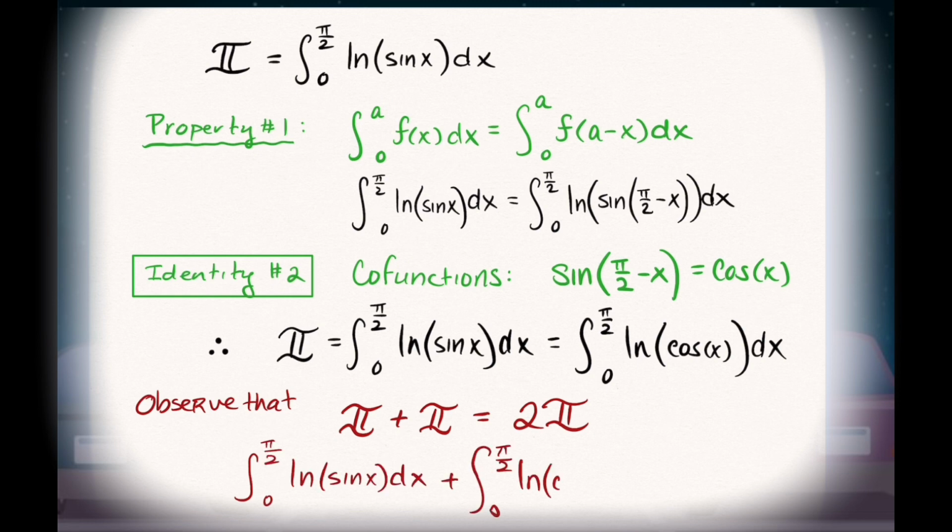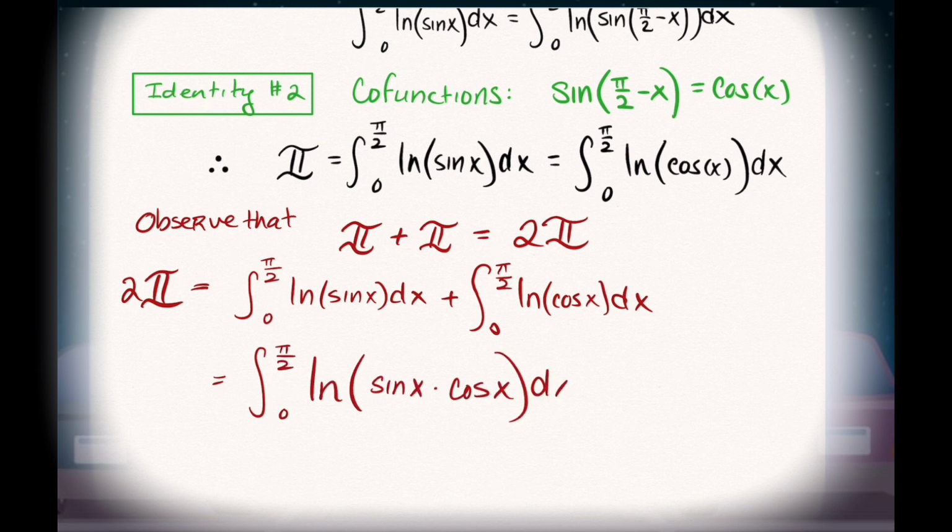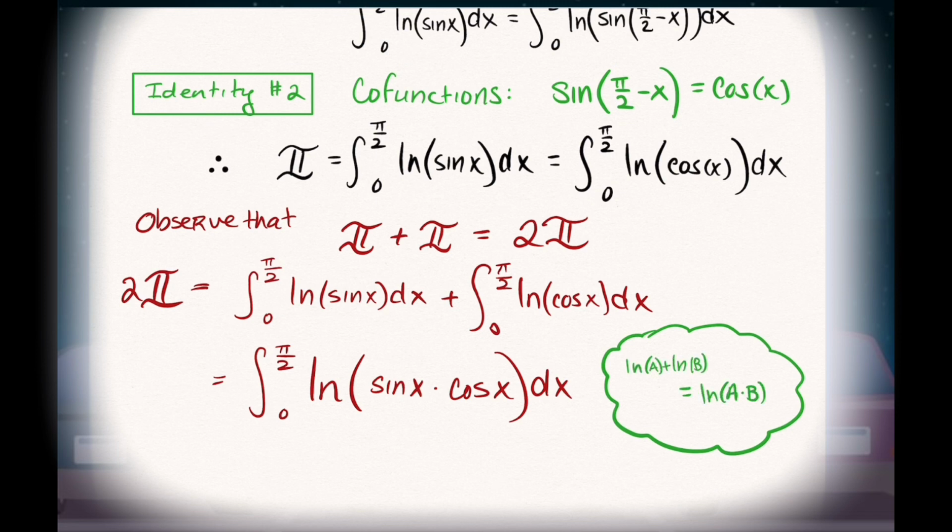And if we observe that adding these integrals to each other, I plus I is 2I, and using one of those integrals as the natural log of sine of x, the other one with the cosine of x, we can start to put those two integrals together using the linearity of integrals, and also the properties of natural logarithms. So we get natural log of sine x times cosine x as the integrand.